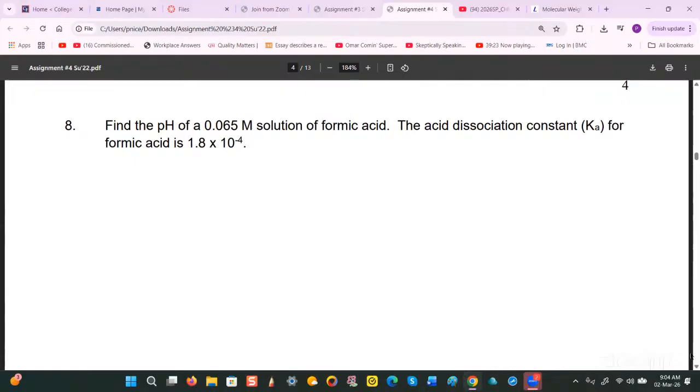So basically, you know what, I don't think I'll be able to complete it. I'm just going to start it, all right? So basically, because it's a weak acid, I'm going to use HA to represent it, right?